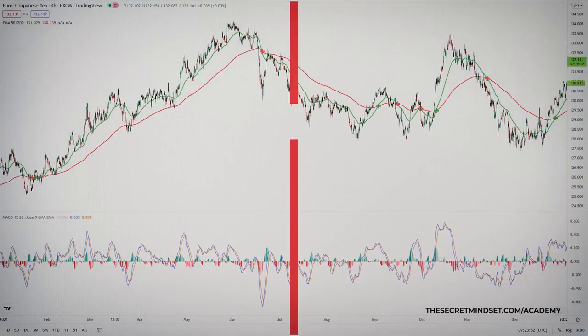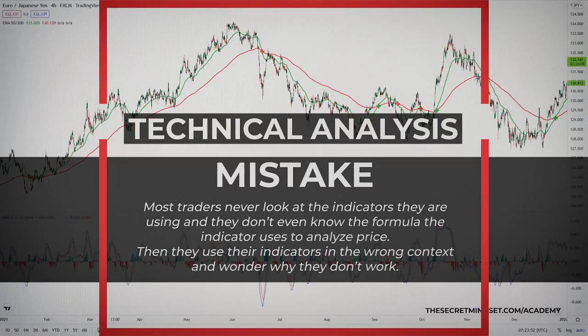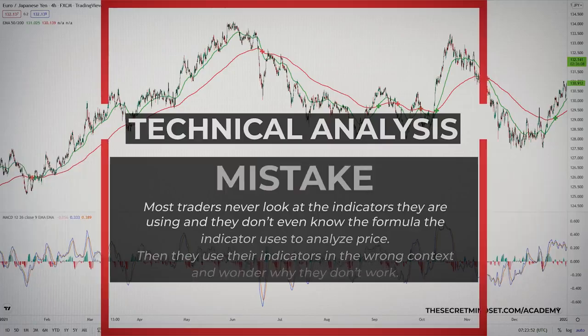And here lies the problem. Most traders never look at the indicators they are using, and they don't even know the formula the indicator uses to analyze the price. Then they use their indicators in the wrong context and wonder why they don't work.